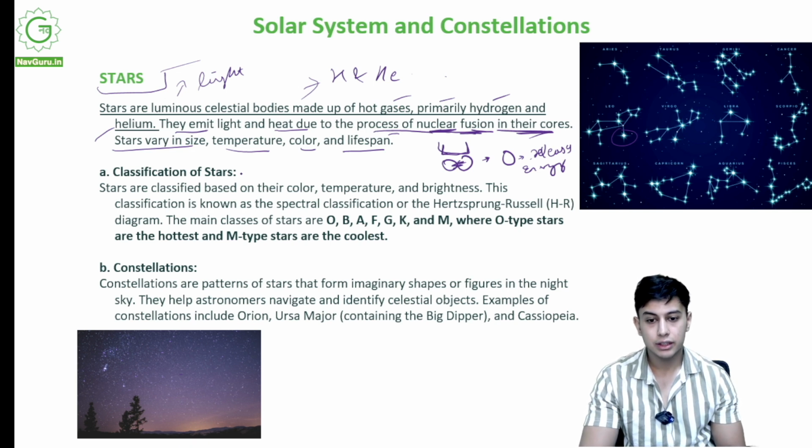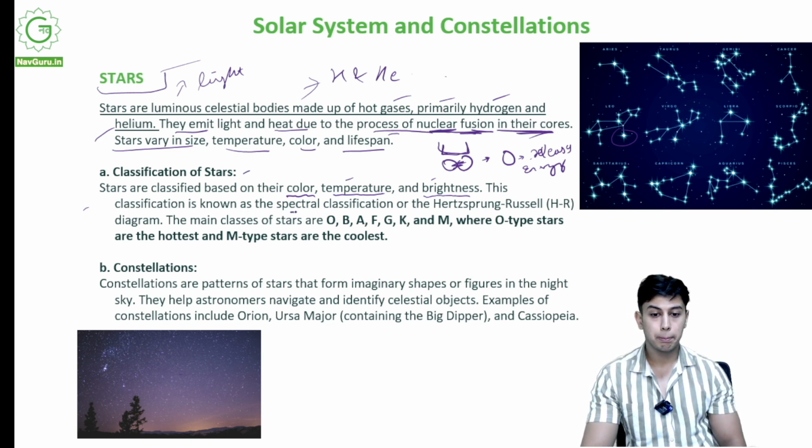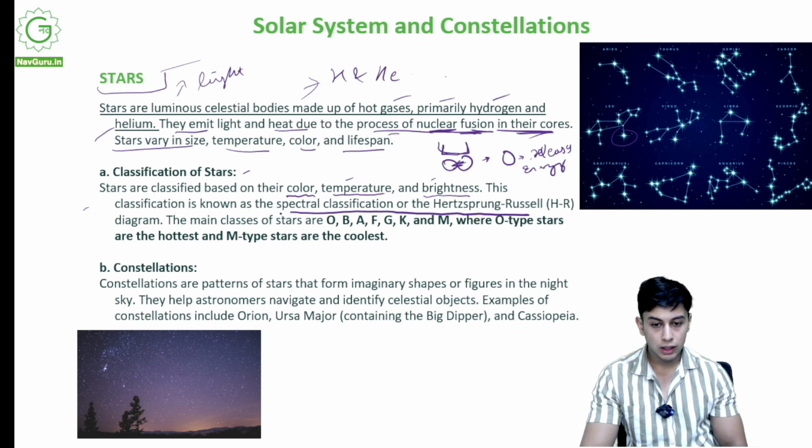Now, classification of stars. Stars can be classified based on their color, their temperature and their brightness. We can measure these. This classification is known as spectral classification or the Hertzsprung-Russell diagram. You need not remember this name, but it is called spectral classification. The main classes of stars are O, B, A, F, G, K and M. This is from the hottest to the coldest stars, where O type stars are the hottest, M type stars are the coolest.